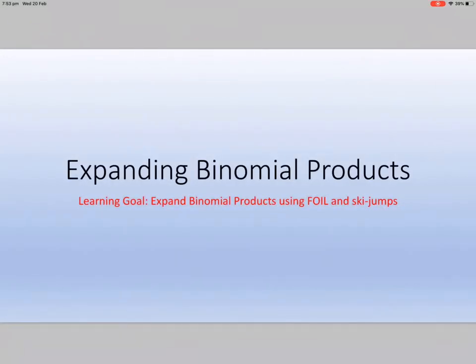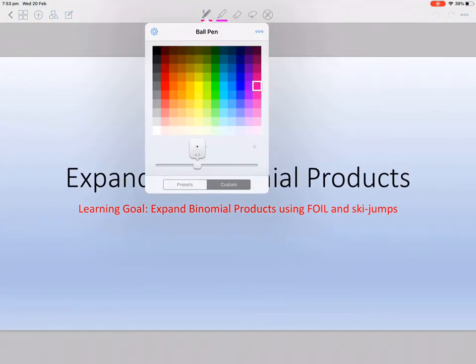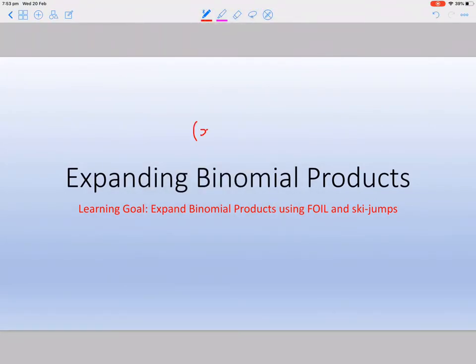Alright, so this lesson is on expanding binomial products. Now we're going to look at examples so you can see what they are, but essentially what we're doing is, it's two things like x plus 1, x plus 2, they're binomial products. So you'll see them on the next page.